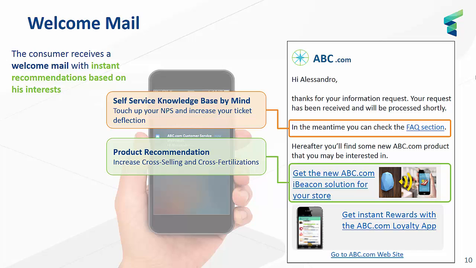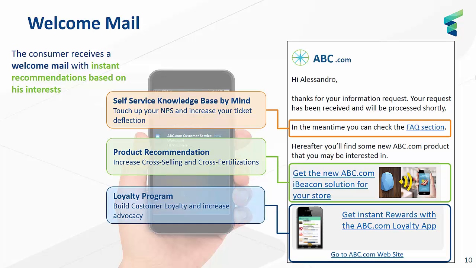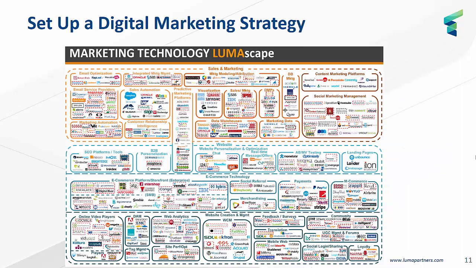Then there's a product recommendation section, where we suggest a new product based on the interests and vital statistics, for example, age. The goal of this section is increasing cross-selling and cross-fertilization. The recommended product is determined through an adequate segmentation model that has to take into consideration the right digital properties. Finally, we suggest installing a loyalty application to incentivize the consumer interaction and share other promotional campaigns through the app, generating advocacy and sponsorship. Now let's see how we can realize some of these types of solutions.